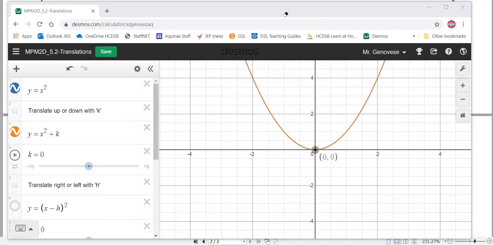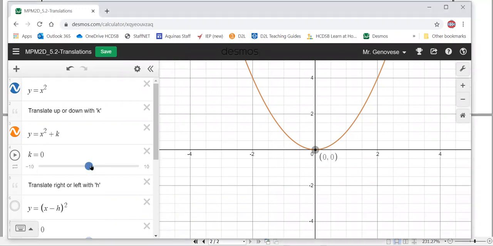So here's the algebra off to the side. I've got y equals x squared plus k. That's the letter that's used. It doesn't have to be the letter k, it could be any letter, to be honest with you. Right now k is 0. So if k is 0, I really have y equals x squared plus nothing. So that's your parent graph.